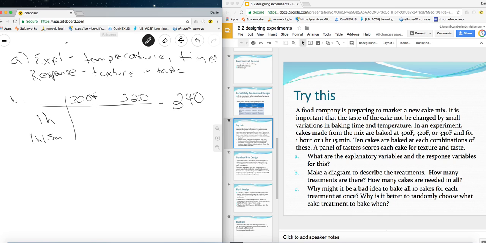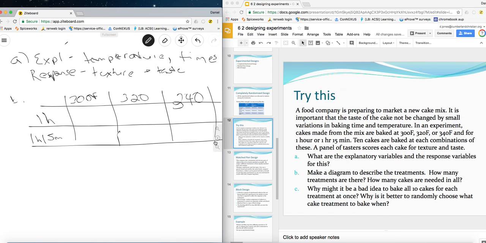And we make a table. It kind of looks like this. And we have treatment 1 that has 10, treatment 2 has 10, treatment 3 has 10, 4, 5, and 6. So you see we have 6 treatments like this.